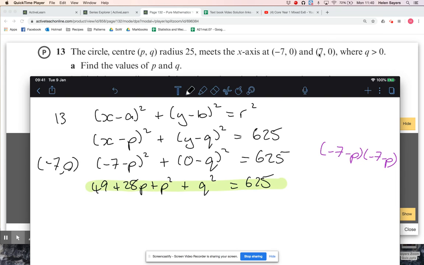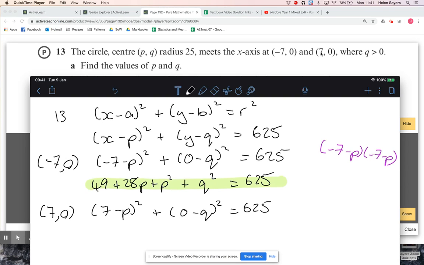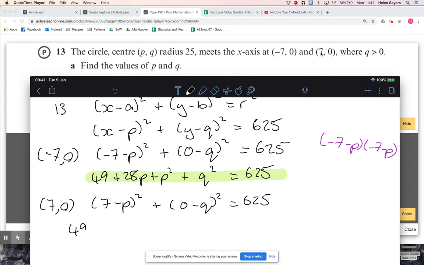Because then they also give me (7, 0). So that's going to be (7 minus p) all squared plus (0 minus q) all squared. If I square out those brackets, I've got 7 times 7, and 7 times -p. Oh, hang on, sorry, I went a bit overboard there, didn't I? I doubled twice. That should just have been minus 14p. So that's going to be 49 minus 14p plus p squared, and then again q squared equals 625.